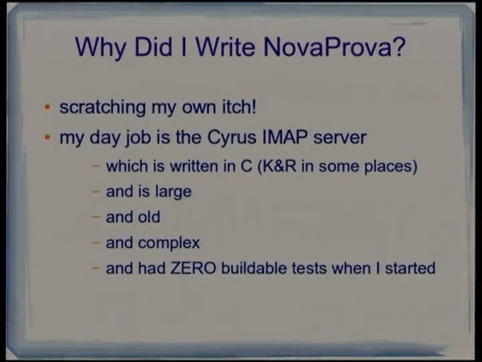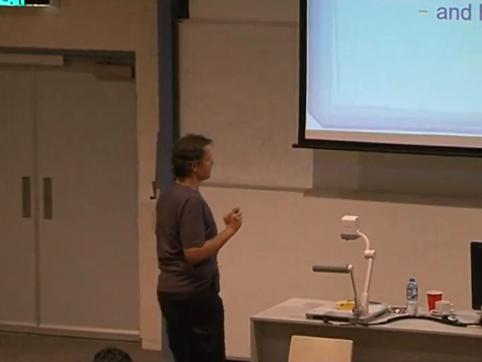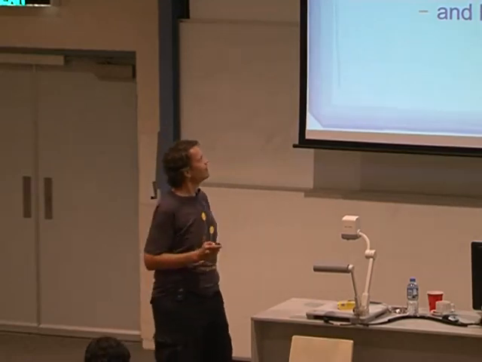So why did I write NovaProva? Fundamentally, I had an itch that I needed to scratch. It's a lot deeper than that, of course. My day job is working on the Cyrus IMAP server, and it's written in C. Until recently, some of that was really, really old C. It is large, it is old, it is complex, and it had exactly zero buildable tests when I first started. My first day, I asked, where's the test suite? And they said, well.